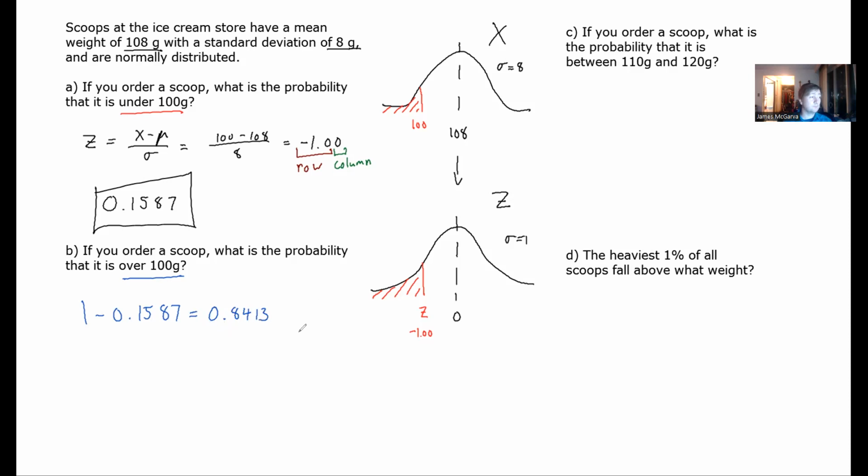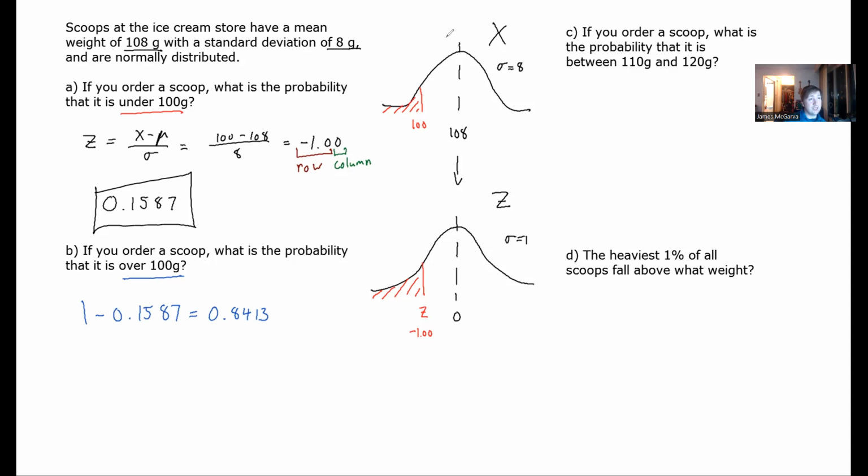And there we go. So if they ask about under, you just use the number from the table. If they ask about over, you look up the number from the table that you would get for under, but then you do 1 minus the answer. Because this is saying if 15.87% of scoops are under 100 grams, then everything else, 100% minus that, so 84.13%, should be over 100 grams. All right, so that's how we do over.